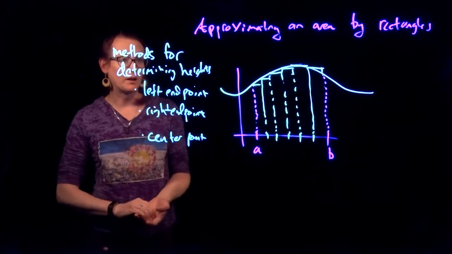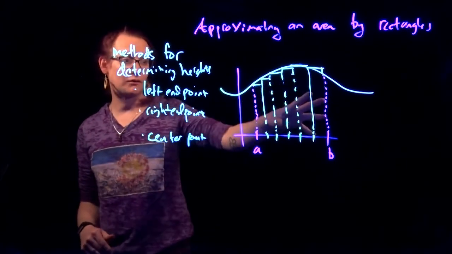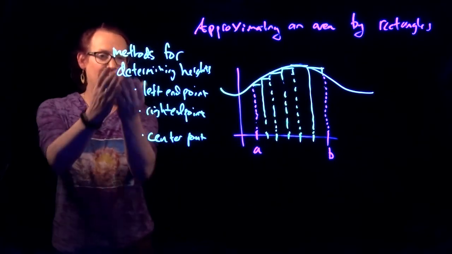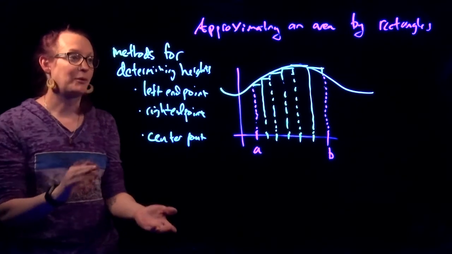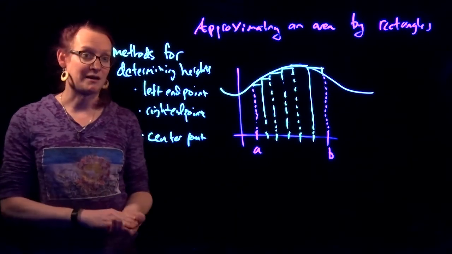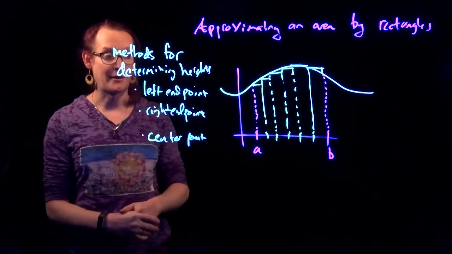So you can well approximate an area underneath a curve by using rectangles, and we have a spectrum of choices for how we determine the heights of those rectangles as we approximate the area.